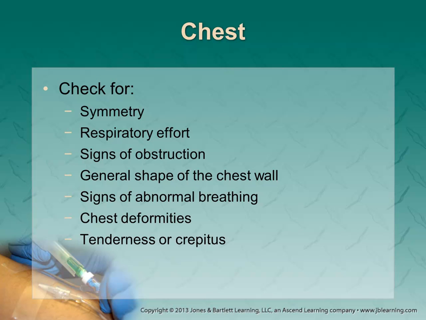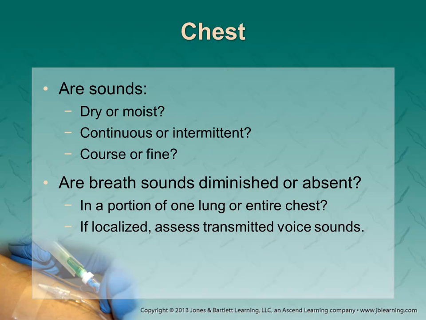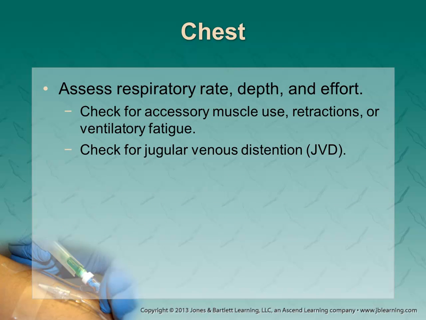All right, you're looking at their chest wall, checking for symmetry. What does their respiratory effort look like? Are they using any accessory muscles? Auscultate breath sounds. Listen for any abnormal breath sounds. Do the sounds sound dry or moist? Are they continuous or intermittent? Are they fine or coarse? Are they diminished or absent on one side versus the other? Assess their respiratory rate, depth, and quality. Also assess for jugular vein distension. What is JVD a sign of?